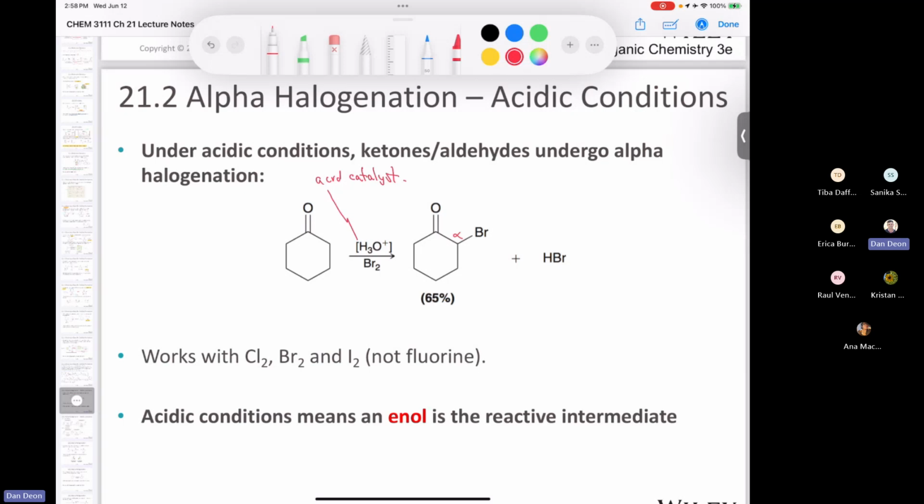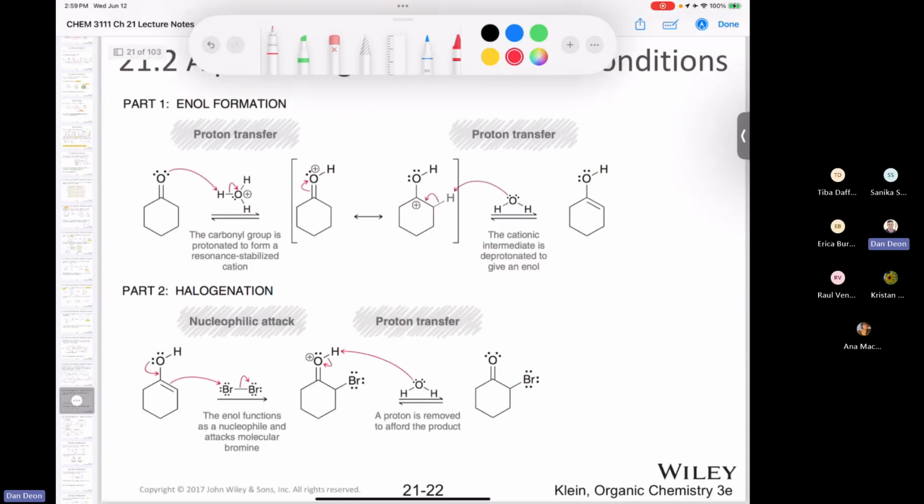Now this reaction works with chlorine, bromine, and iodine, but not with fluorine. Fluorination, as you can guess, is too violent. So it's not really a good way of doing it. But if we're in acidic conditions, you guys saw the mechanism for the acid catalyzed tautomerization. So that means that if we are starting out with the ketone, and if we have some H3O+ in there, somewhere along the way we must have the enol form. And what we're going to see in the mechanism is just that.